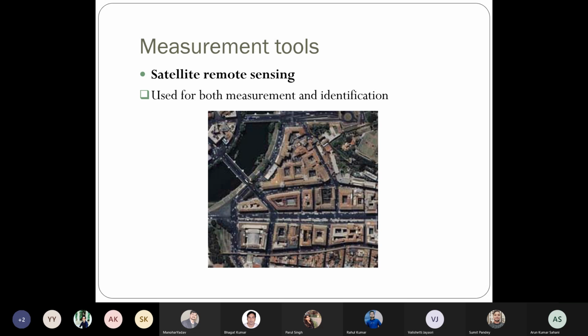The images we collect using satellite-based remote sensing can be used for both measurement and identification. Generally in satellite-based remote sensing, the images do not have depth information. They only have the location of the pixel and the characteristic of the object in the form of pixel value. So the distance between the objects can be measured, as well as their properties, that is, which class they belong to can be identified.